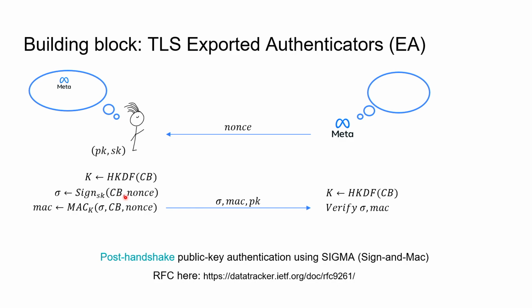Sorry, not the most recent version of my slides. A hash of the channel binder and the nonce. And then he computes a MAC on this signature, on the channel binder and the nonce, I believe also on the hash of all these values. Okay, and then he sends the signature and the MAC and the public key to the server.